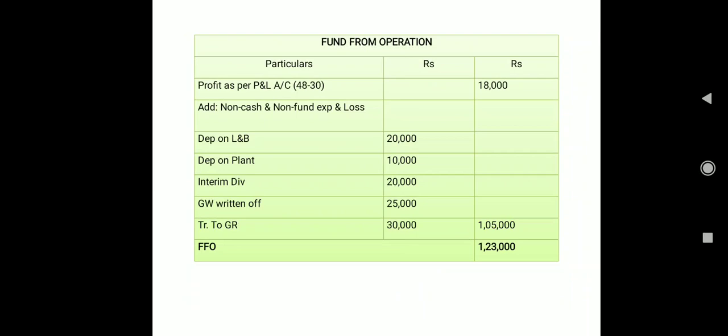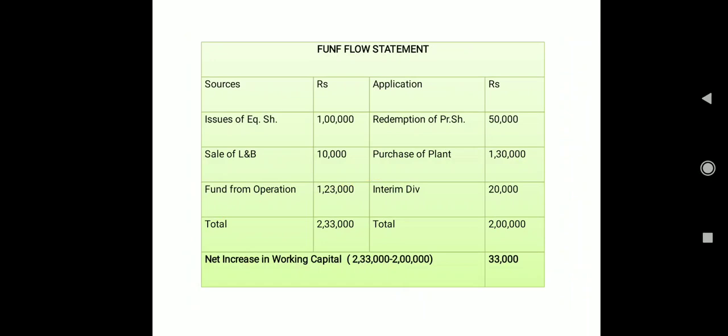And there with the question we have seen that in this question we don't have any non-cash or non-fund income or gain. So just making a total of these non-cash items, which is 1,05,000, adding it to the profit, and then we are going to get the fund from operation 1,23,000. Clear?